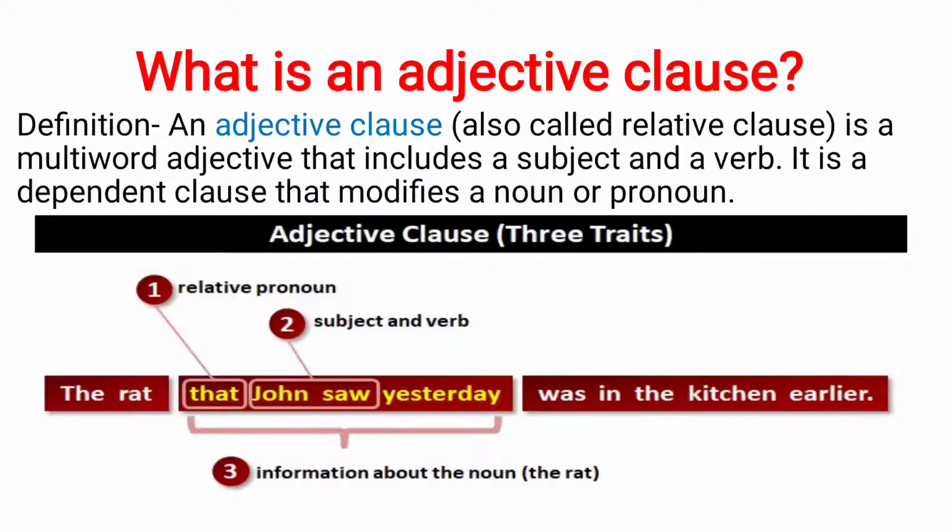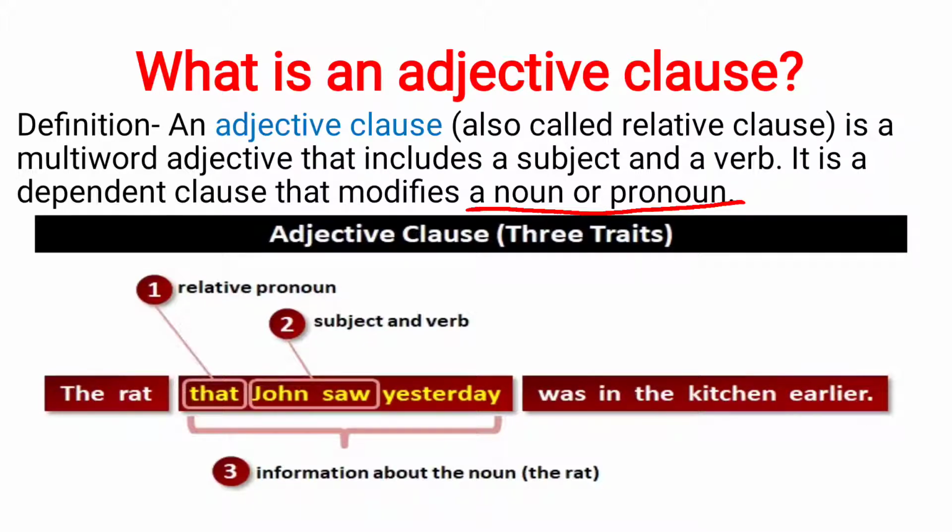When we look at the definition, it says an adjective clause, also called a relative clause, is a multi-word adjective that includes a subject and a verb. It is a dependent clause that modifies a noun or a pronoun. Now, let us understand what it means.